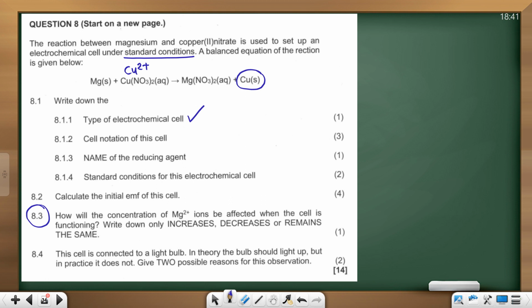I go on to put this question. Element in free state, but also zero. Magnesium again, that 2 there tells me what? The oxidation number of an element in free state is zero, and the charge on an ion gives me its oxidation number.